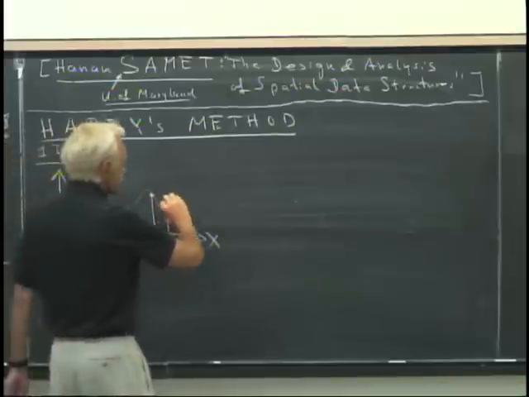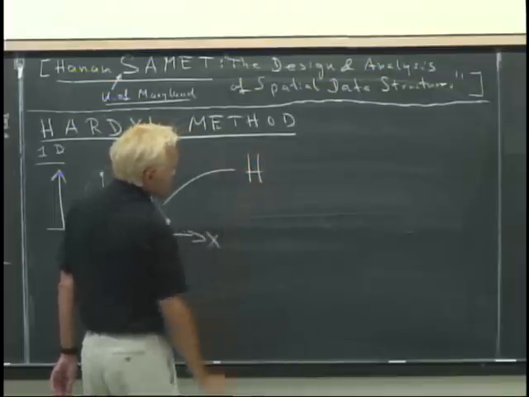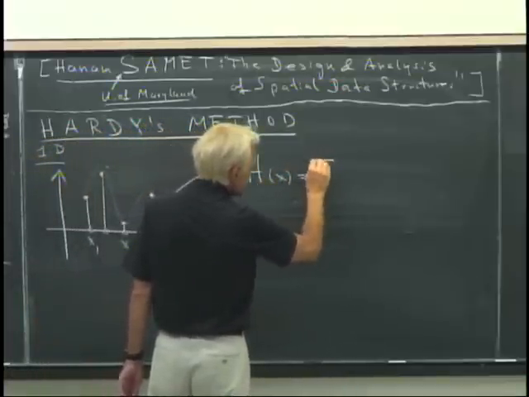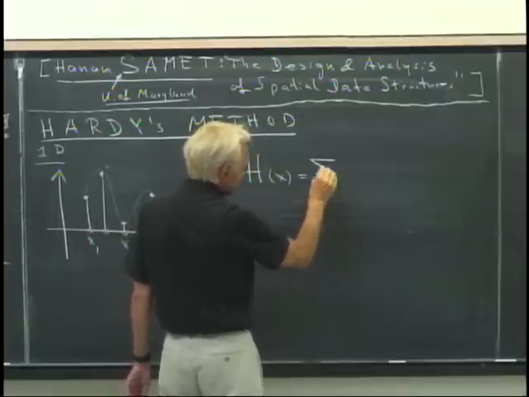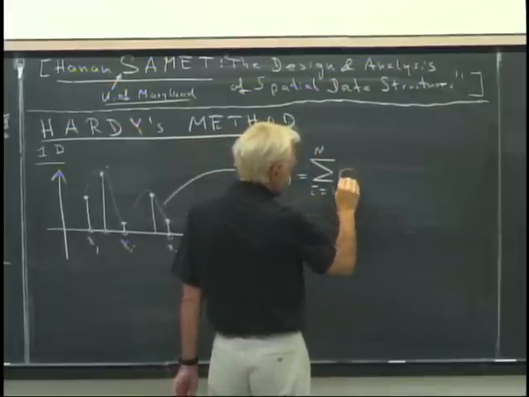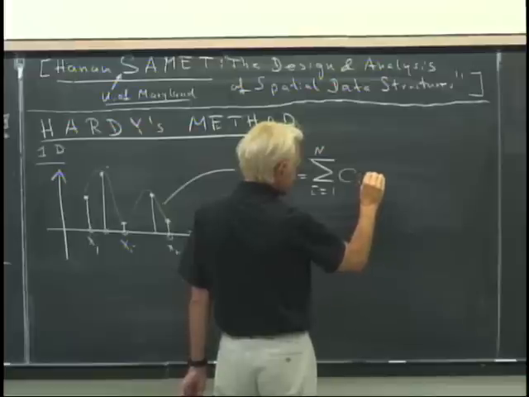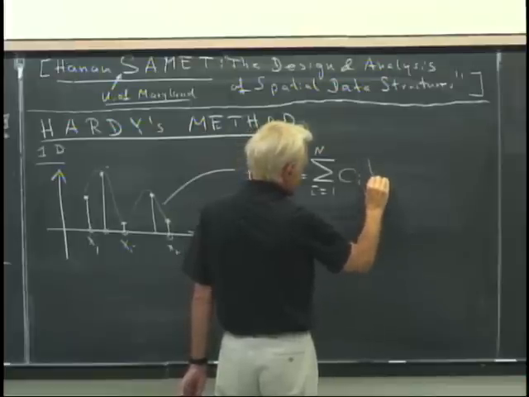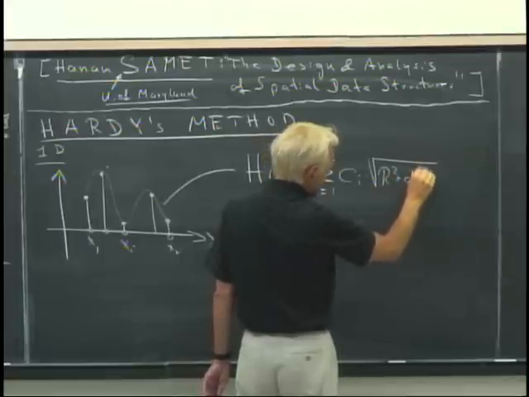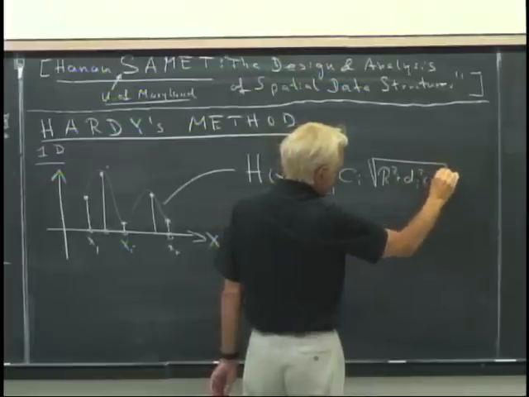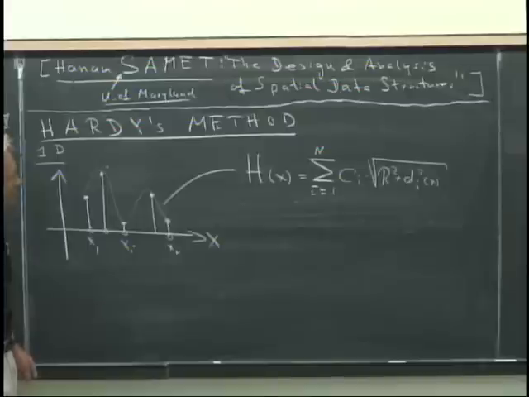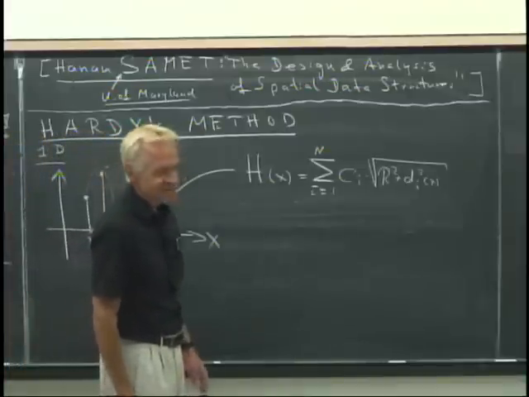So Hardy, the Hardy function, I call it h, h for Hardy, would be just a function of x, and it's just this function, i from 1 to n, and I'm specific here, I just say these are certain unknown coefficients, times the square root of r squared plus d_i squared of x. This is the original Hardy method.